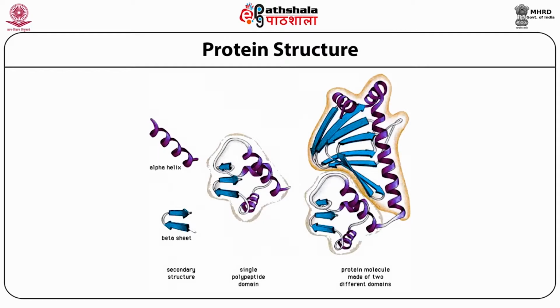Protein structure involves, first, a simple straight chain, which is the primary structure. The second is the secondary structure, which is again alpha helix and beta sheets. The third is a single polypeptide domain, which looks 3D. The fourth is protein molecules made up of two different domains, meaning two protein molecules interact together, which gives the quaternary structure of proteins. A protein having active sites is also known as having domains.